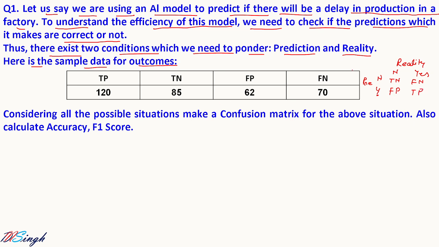Okay, so this is about the confusion matrix. If you are not able to understand what I am saying here, just go and check out the video on my channel about the confusion matrix. So we have the values of all the parameters.